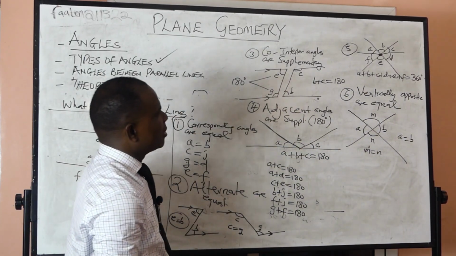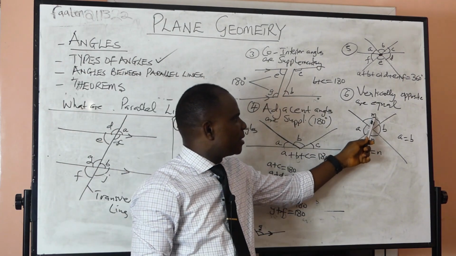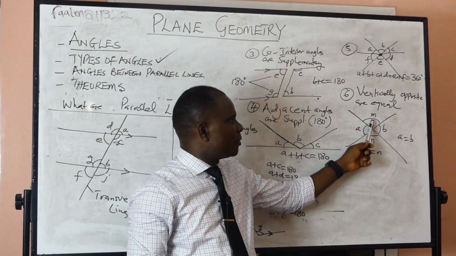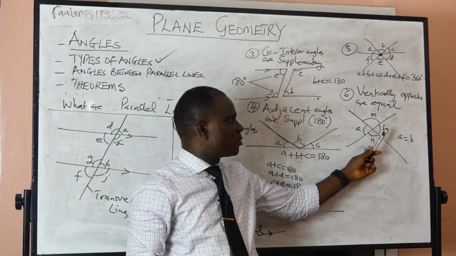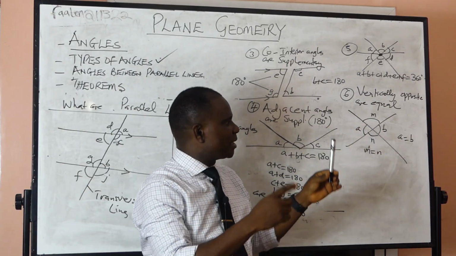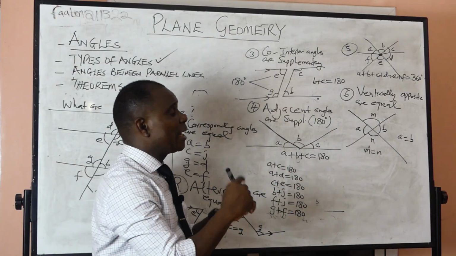So looking at these theorems, this is vertically opposite to this. So if this angle is 60, this one N also must be 60. If this is 30, this must be 30 as well. So they are vertically opposite angles and they are always equal.